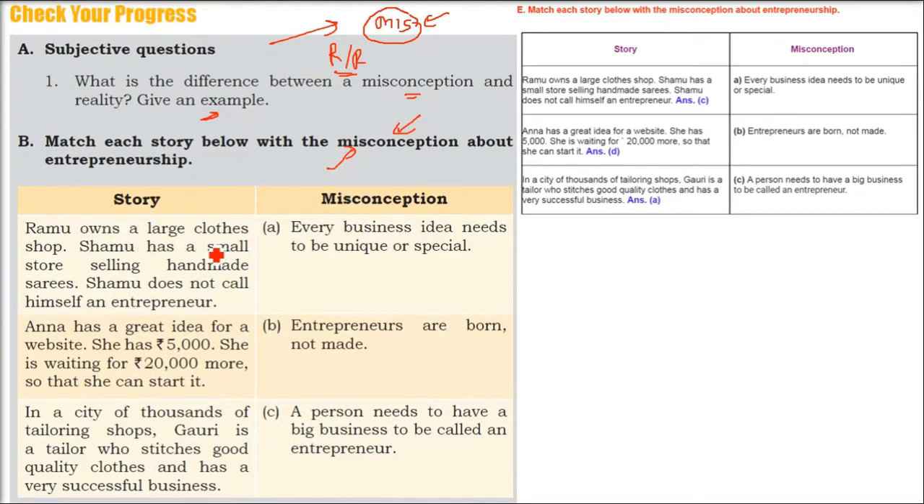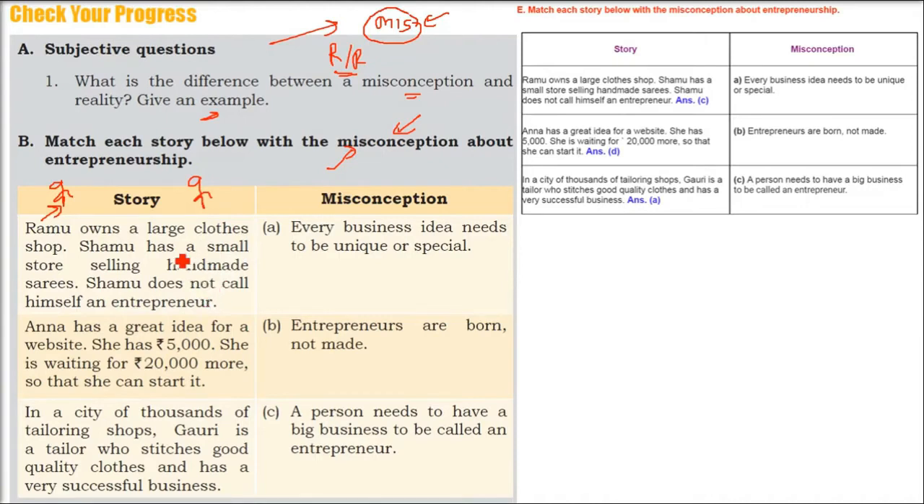So Ramu owns a large clothes shop. Shamu has a small store selling handmade sarees. Shamu does not call himself an entrepreneur. Why is Shamu not calling himself an entrepreneur? If you see the misconceptions and try to match, the first won't match, the second won't match, A and B won't match. So let us see C. Ramu owns a large shop, Shamu a small shop. The only difference is the size, the capacity of the shop.